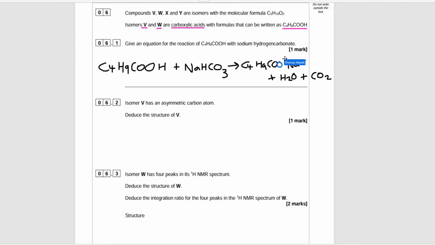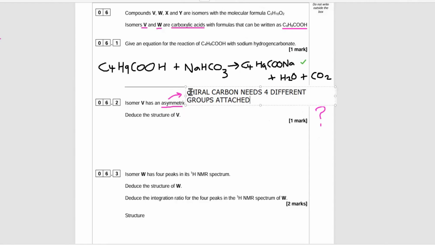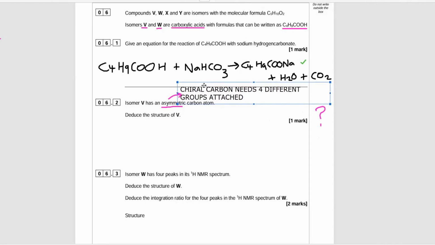Isomer V, so one of the two carboxylic acids, because we're told they're V and W. The first carboxylic acid V has an asymmetric carbon atom. Deduce the structure of V. So what we want to do here is pause the video, grab your pen, grab a scrap bit of paper, and see if you can work out what structure V is. Now remember that chiral carbons, or asymmetric carbons, that's just another name for a chiral carbon, have 4 different groups attached. So play around with the structure.